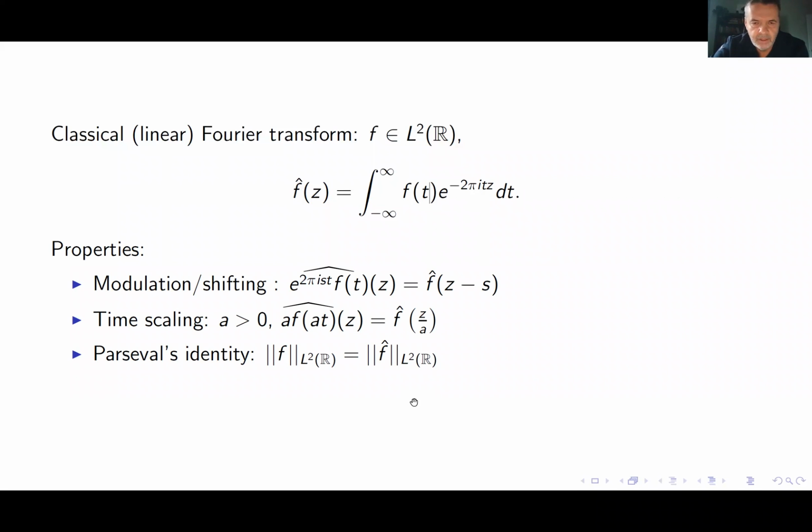And let's quickly recall these three basic properties of the linear Fourier transform. Of course, that's not a full list of even basic properties, but I'm listing these three because it will be easy to see the same properties in the nonlinear version of the Fourier transform that we will define later. So number one property is that if you modulate the function, then the Fourier transform gets shifted. The second property is that if you rescale the function, then the Fourier transform gets rescaled in the opposite direction. And finally, Parseval's identity, which says that the Fourier transform preserves the norms.